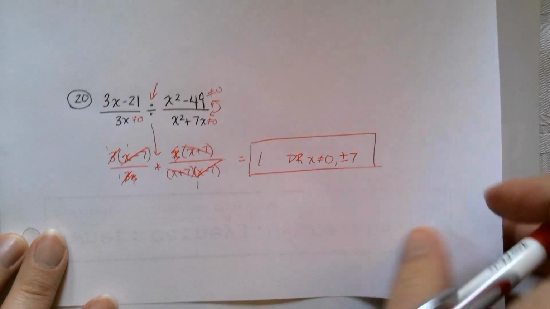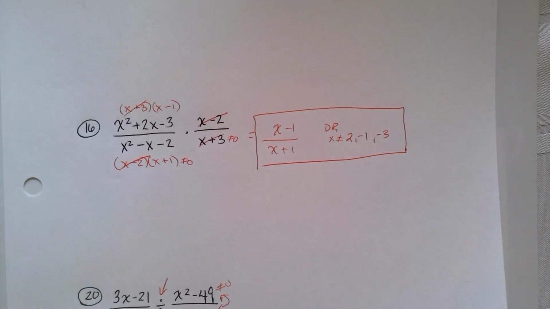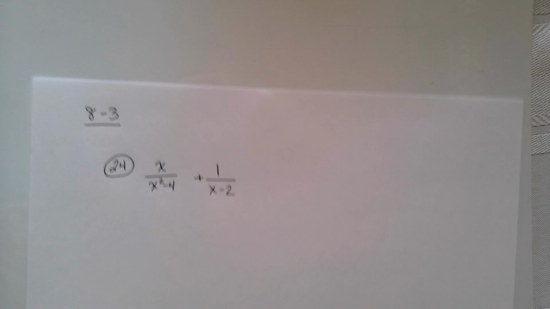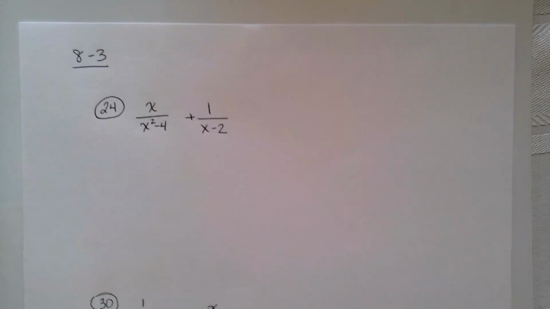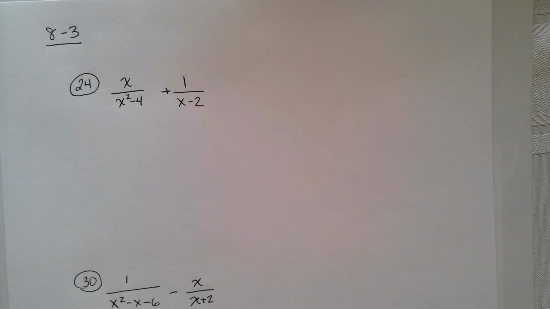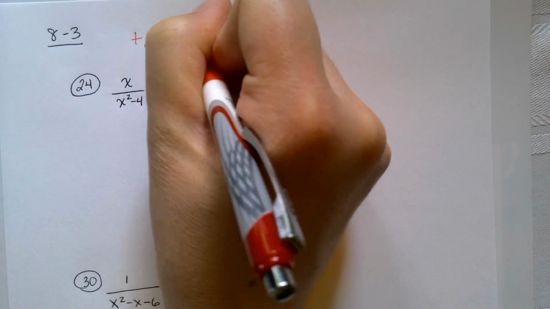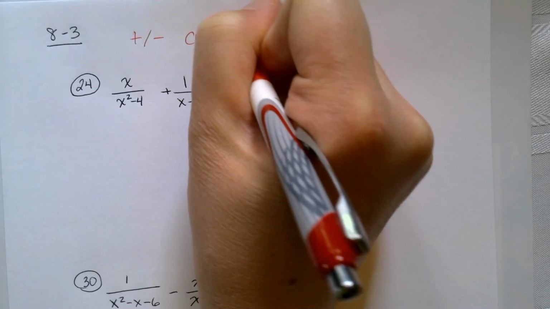All right, so those were problems from our 8.2 content: simplifying rational expressions, multiplying, and dividing. Then we got into 8.3, and so here's number 24. In order to add or subtract, this is the big deal. In order to add or subtract, you have to have a common denominator.